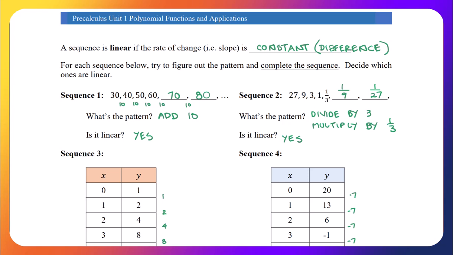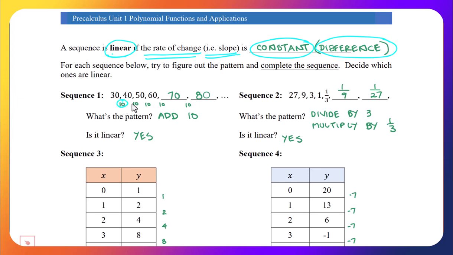Let's continue on with this idea. The sequence is linear if the rate of change, or our slope, is constant. And that's a constant difference, where we can subtract, subtract, subtract, and the answer doesn't change. You guys go ahead and fill in these sequences and see if you can see the pattern.